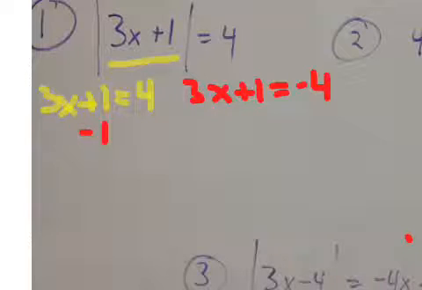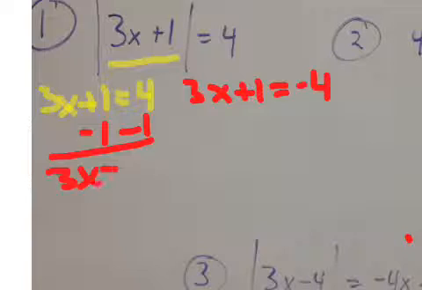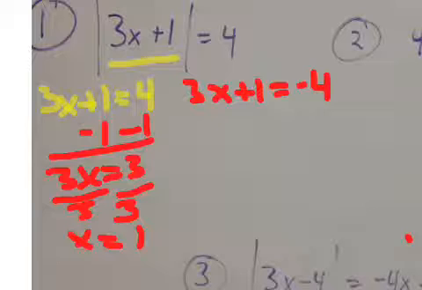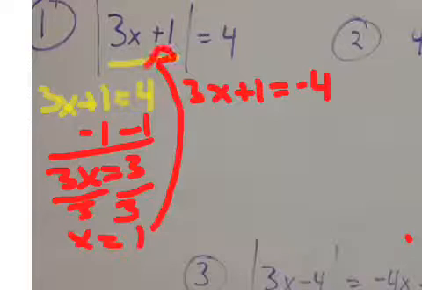So we can subtract 1 on both sides here. So 3x equals 3. Divide both sides by 3, and you find that x equals 1. And that's one solution. Because if we take that and put it back into the equation up here, 3 times 1 is 3, 3 plus 1 is 4. The absolute value of 4 is in fact 4. So yay, we did it.